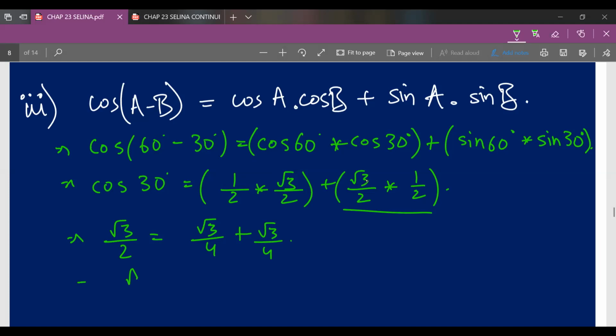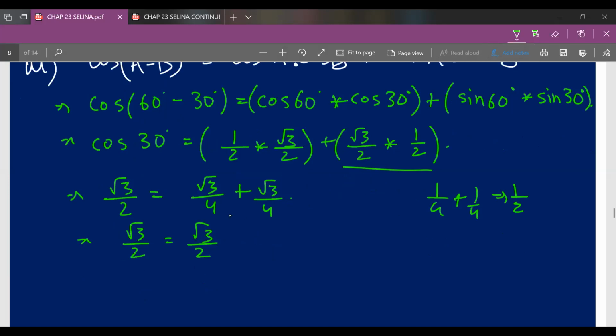Okay, so I'll just rub this. So over here root 3 is equal to root 3 upon 2, I'll just leave it as it is. And over here root 3 upon 4 plus root 3 upon 4 will be written as root 3 upon 2. I'll explain it to you with an example. What does 1 upon 4 plus 1 upon 4 mean? The denominators are same, and according to simple fraction, 1 upon 4 plus 1 upon 4 will be 1 upon 2. Similarly, root 3 upon 4 plus root 3 upon 4 will be root 3 upon 2. So therefore we have proved that both LHS and RHS are equal.